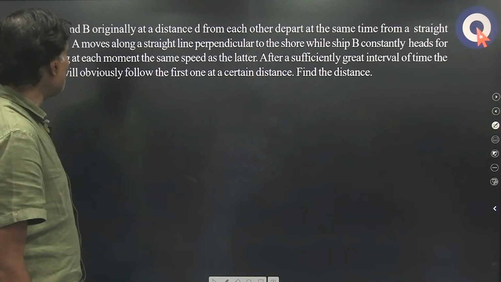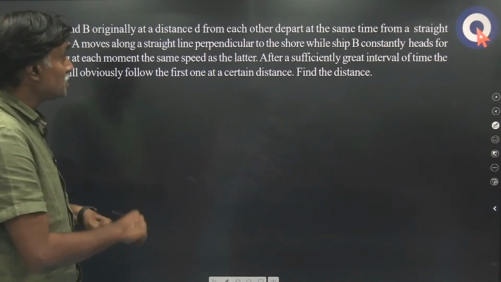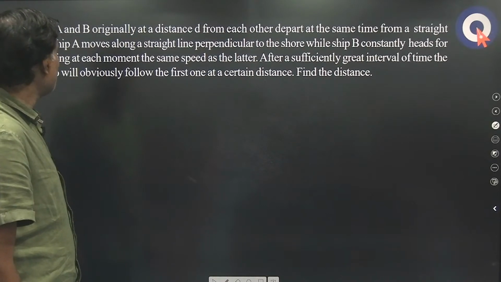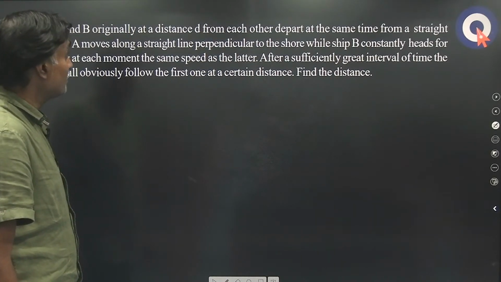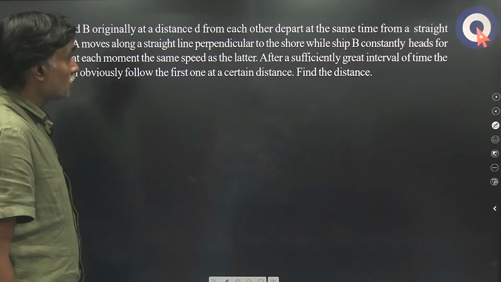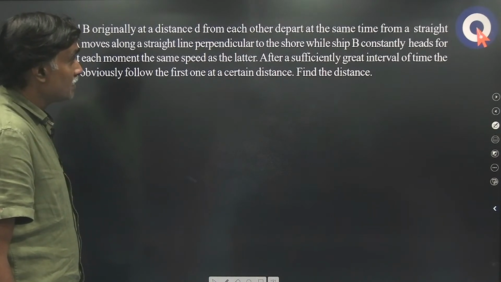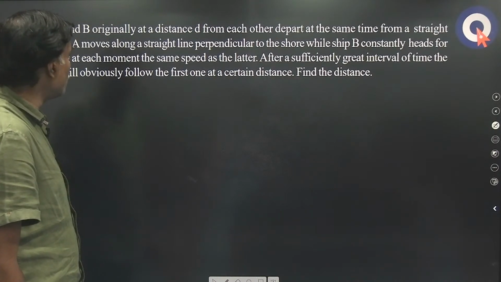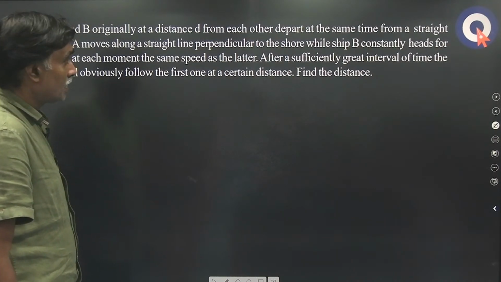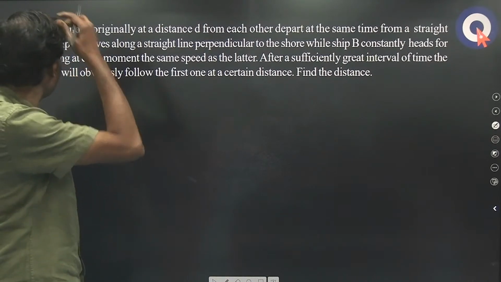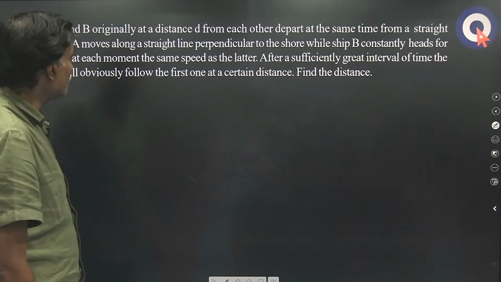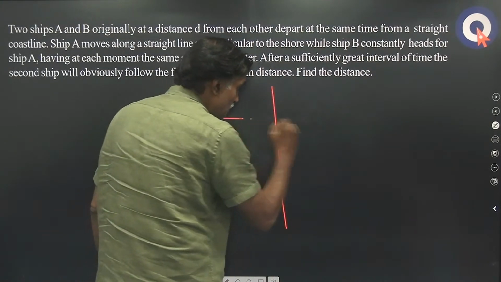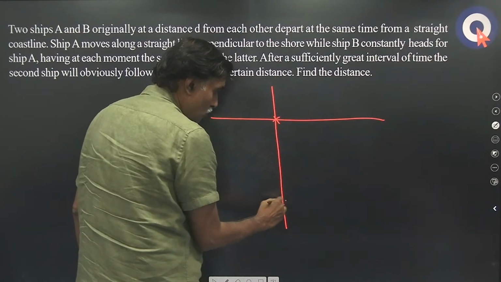Two ships A and B, originally at a distance d from each other, depart at the same time from a straight coastline. Ship A moves along a straight line perpendicular to the shore, while ship B constantly heads for ship A, having at each moment the same speed as the latter. After a sufficiently great interval of time, the second ship will obviously follow the first one at a certain distance. Find that distance. Now let us say two ships are separated along the coastline like this.